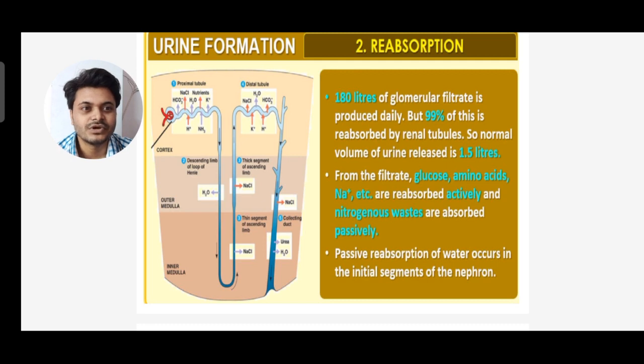Passive absorption of water occurs in the initial segment of the nephron. So you can see the structure of the nephron: the glomerulus, the Bowman's capsule, the proximal convoluted tubule, the loop of Henle, the distal convoluted tubule, the collecting duct.